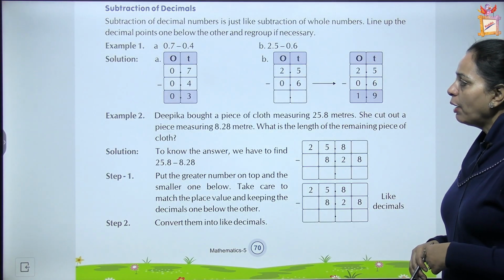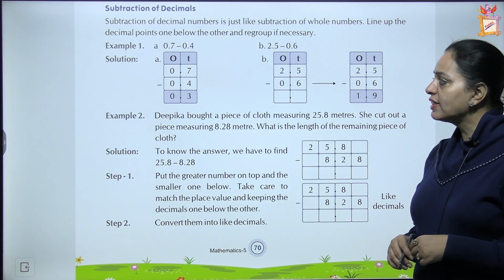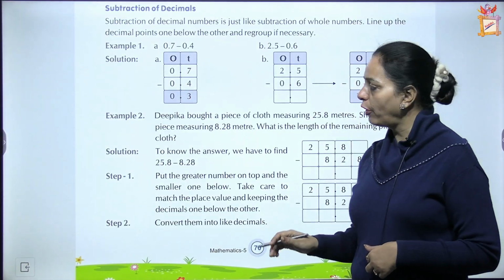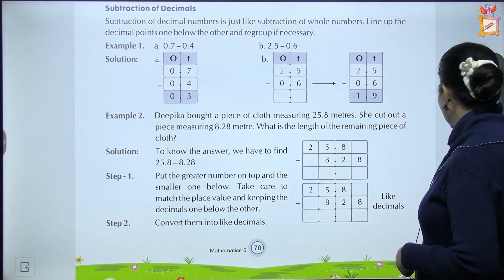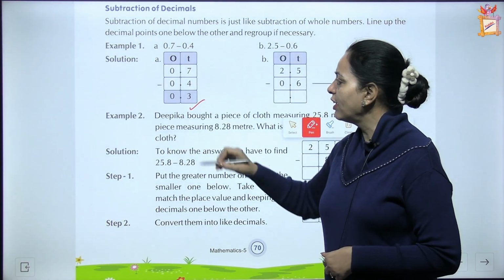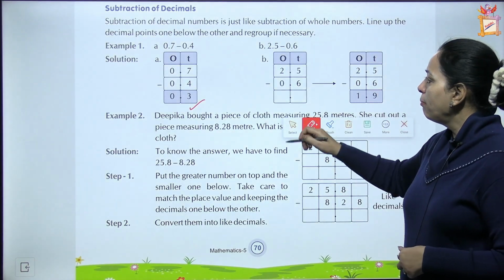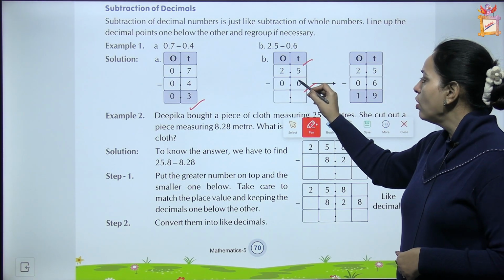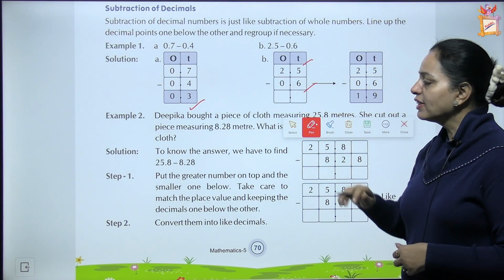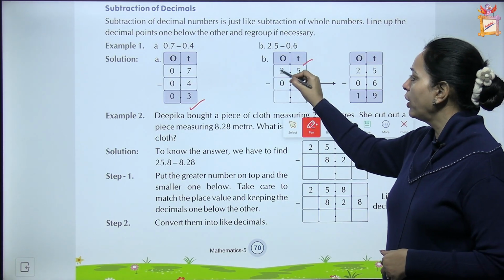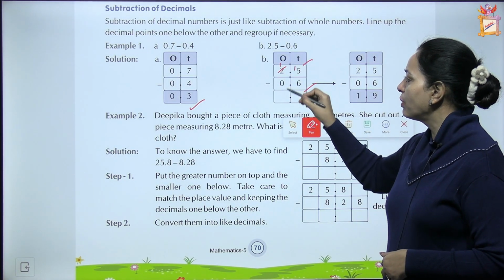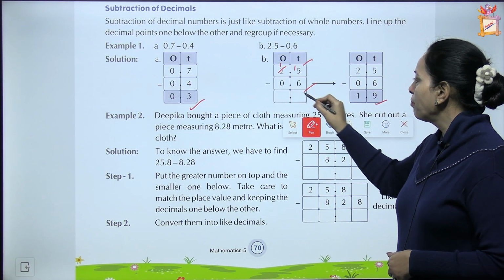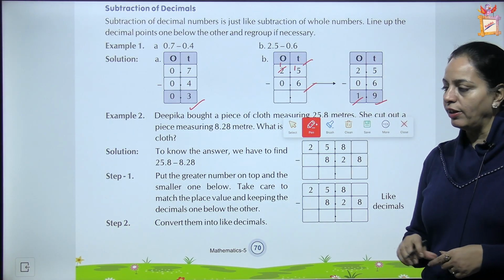Example 1, A part 0.7 minus 0.4. So 0.7 minus 0.4. So 7 minus 4, 3. So answer is 0.3. B 2.5 minus 0.6. So now here 5 minus 6 not possible. So borrow karenge. So this becomes 15. This becomes 1. 15 minus 6 is 9 and 1 minus 0 is 1. Right?